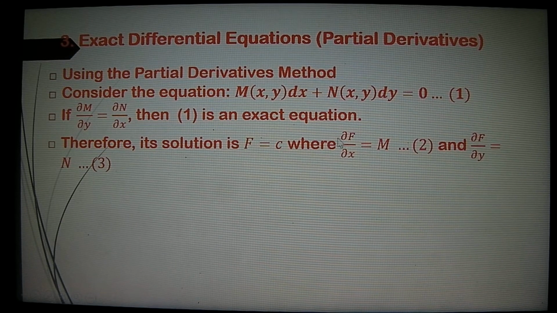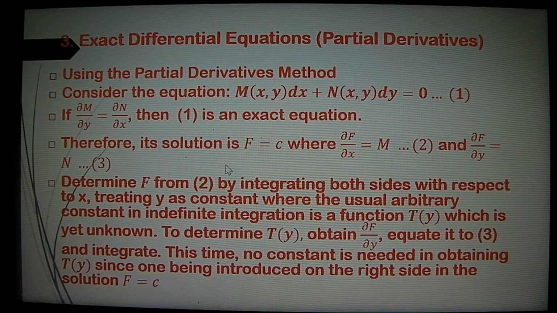So getting the function of M as it will act as equation 2, and letting the derivative of the function in terms of y be our equation 3. So to get now the general solution, we have to determine from equation 2 by integrating both sides with respect to x. Please take note, we have to integrate both sides with respect to x, treating y as constant, where the usual arbitrary constant in indefinite integration is a function of y, which is yet unknown.